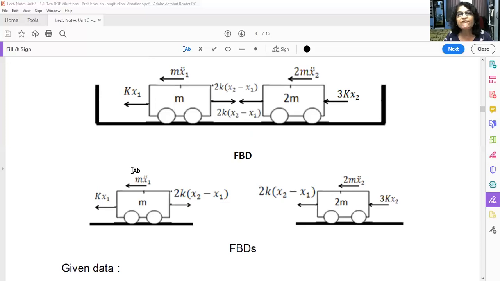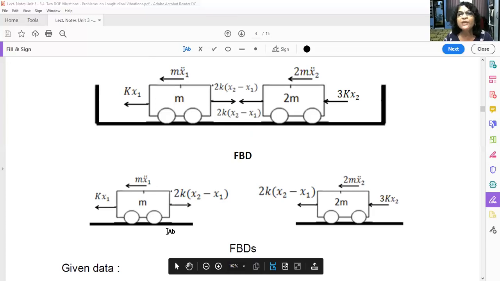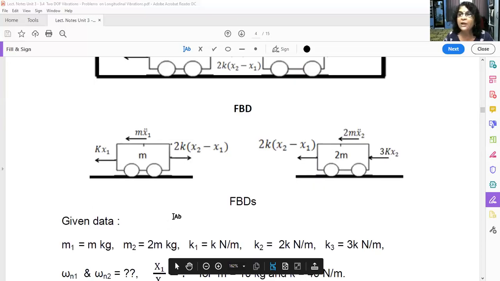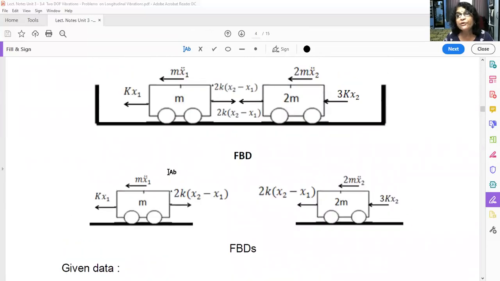This is the inertia force and these two are the spring forces for mass m. Now we are going to apply which law? Either Newton's second law of motion or D'Alembert's principle. Now here, which law have we used?